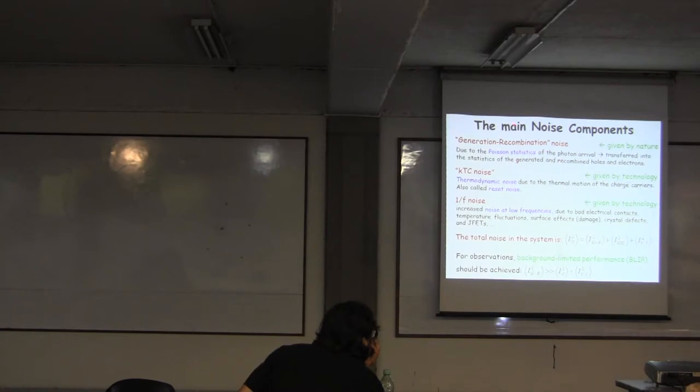And now what's the noise of 1600? What's the square root of 1600? Forty. Yeah? Okay. So now we have photon shot noise of 40, the noise coming from the source. And we can't do anything about this, right?